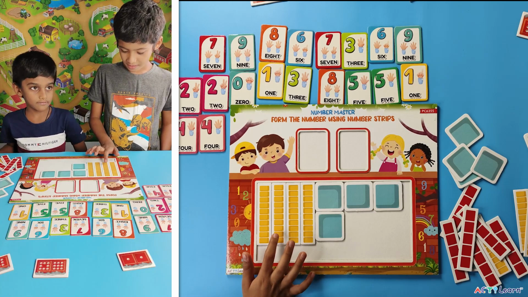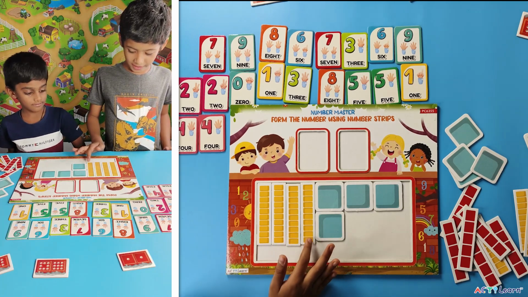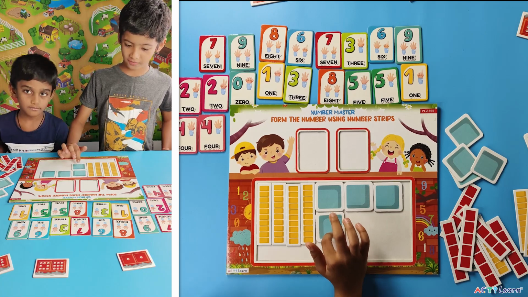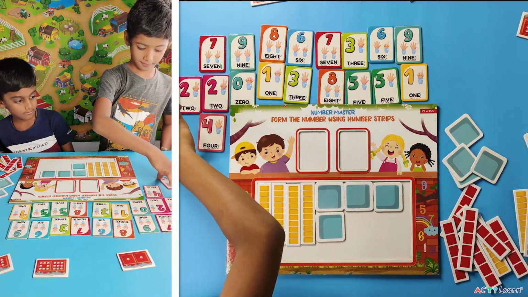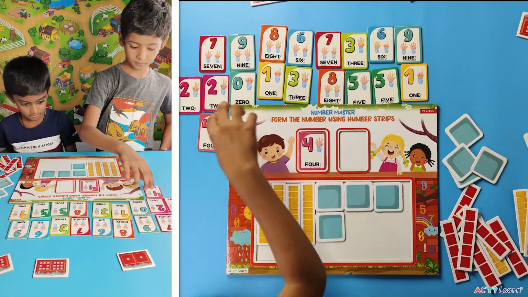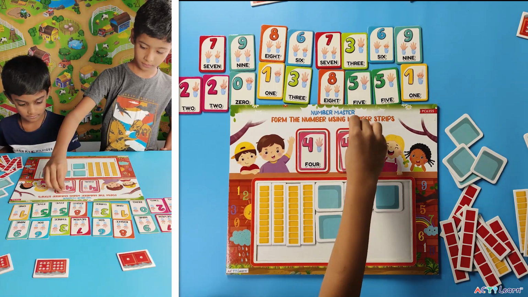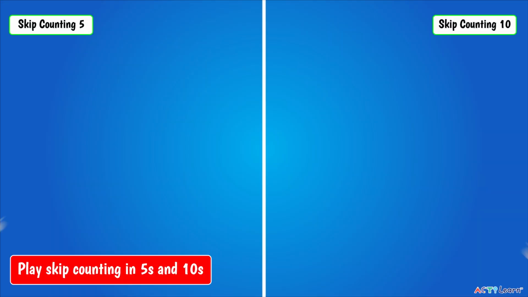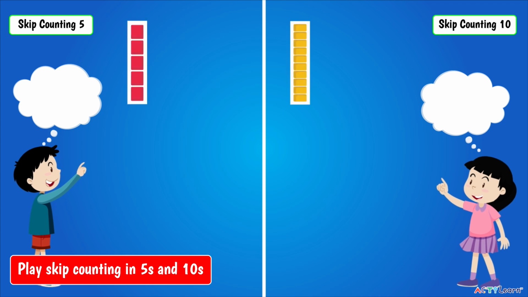Ten, 20, 30, 40, 41, 42, 43, 44. Play skip counting in fives and tens.